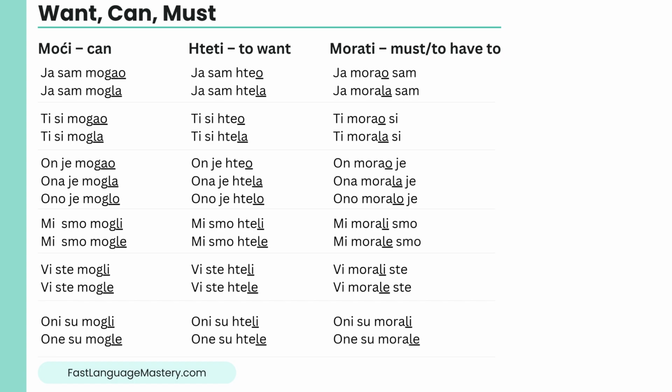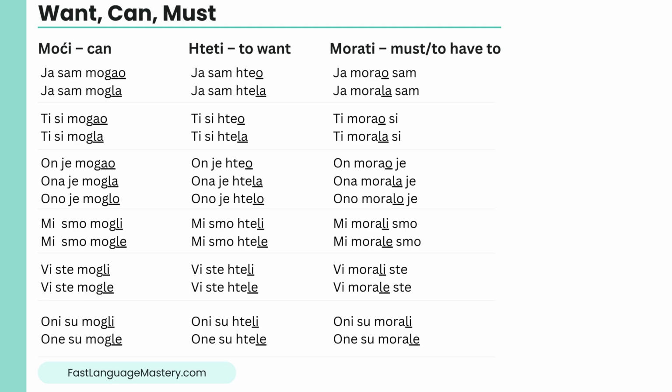Mi smo mogli, mi smo mogle. Vi ste mogli, vi ste mogle. Oni su mogli, one su mogle. Hteti, to want. Ja sam hteo, I wanted. Ja sam htela, I wanted. Ti si hteo, ti si htela, you wanted.